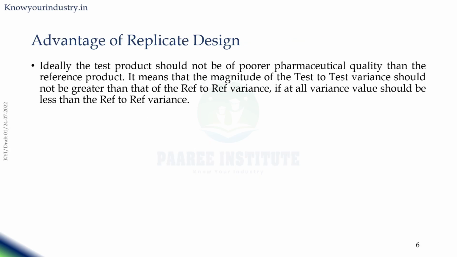The advantage of the replicate design is that, ideally, the test product should not be of poorer pharmaceutical quality than the reference product. It means that the magnitude of the test-to-test variance should not be greater than that of the reference-to-reference variance. If at all, the variance value should be less than the reference-to-reference variance.